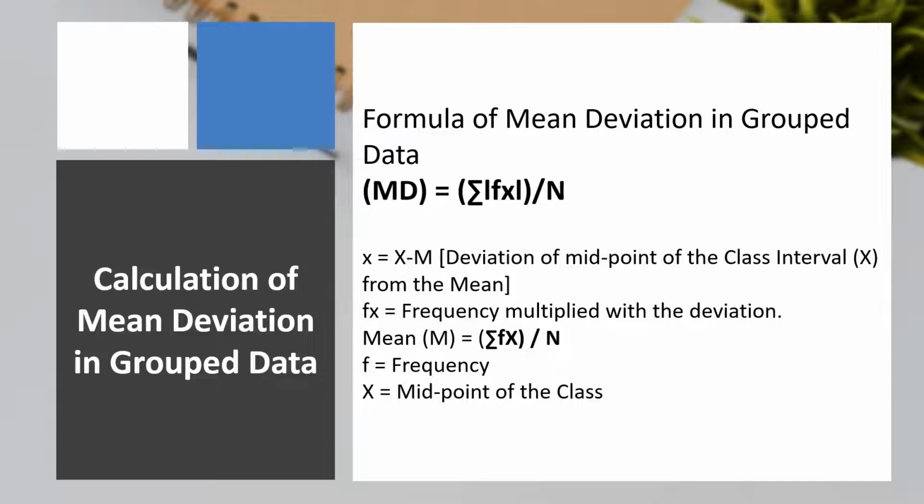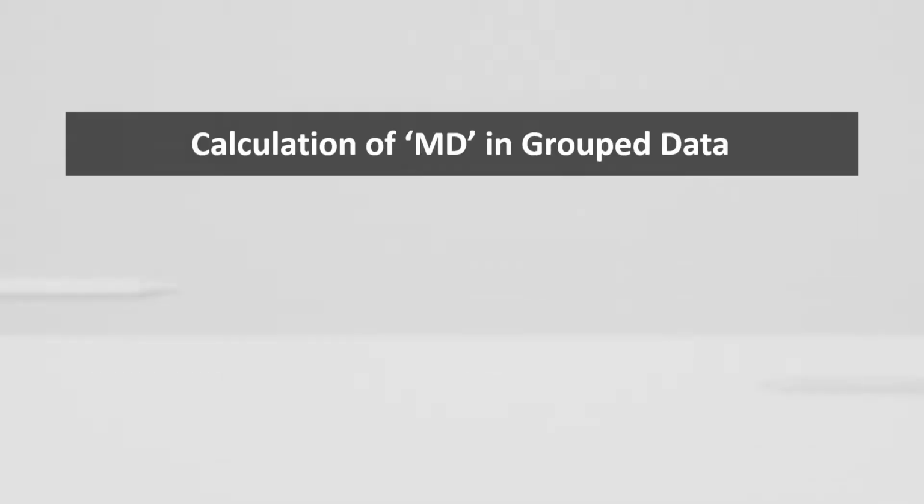X is the raw score or the individual score and m is the mean. When you subtract the mean from the individual score, that is x, we can say that that is the deviation. And this symbol is called sum of. Here x is the individual score, and m is the mean of the distribution. Modulus of x, that is deviation irrespective of sign, I have already said.